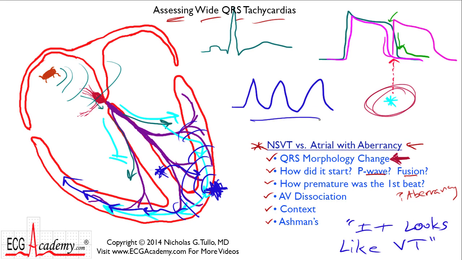So don't rely on wide, really bizarre-looking QRS complexes. I'll show you examples of when it doesn't look that wide, just a little different. So let's take a look at some examples and try to come up with an organized way to approach it.